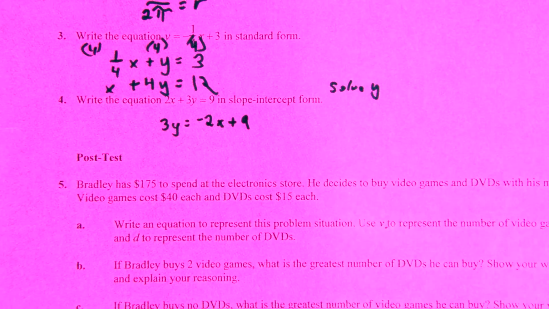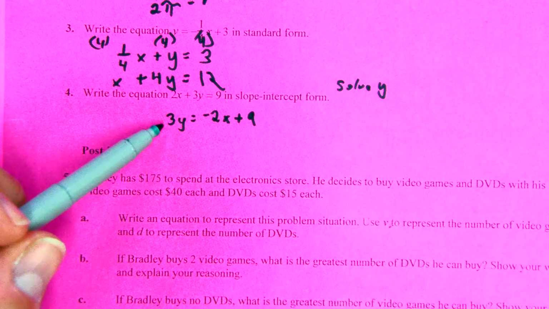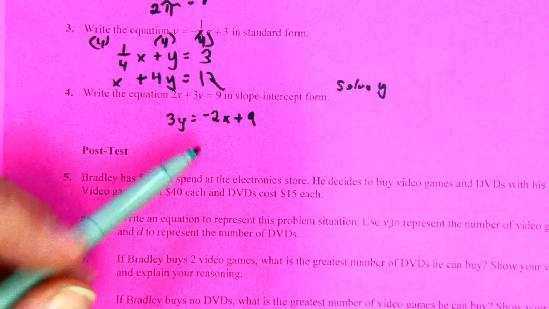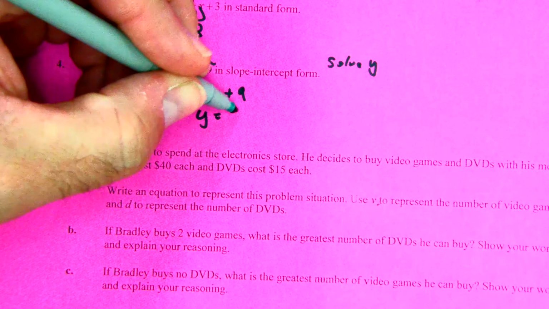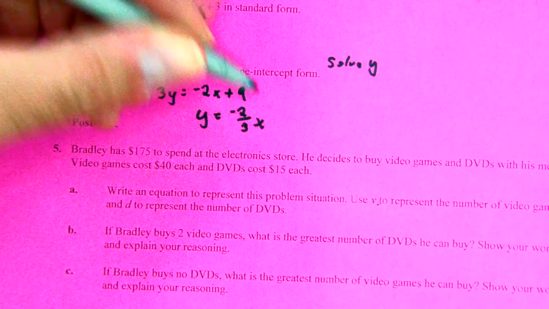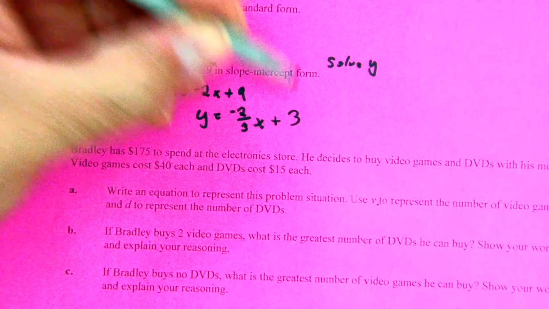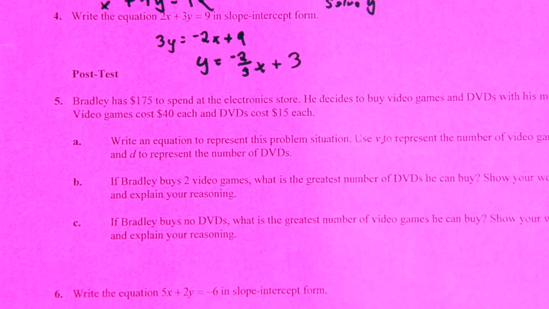Then I have to divide this whole problem by 3. Why am I dividing by 3? Because this is multiplying, and to get rid of the 3, I have to divide. So this becomes y equals negative 2/3 x plus what? 3. Yes, remember if it's a repeating decimal, all you have to do is leave it as a fraction.